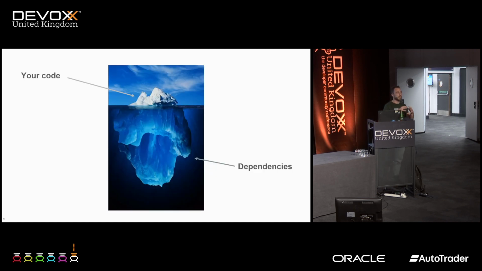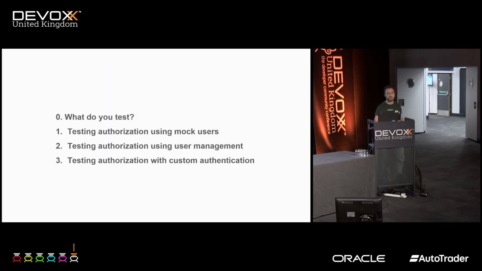Because you write some code, but the dependencies bring you a lot more. So when you upgrade a dependency, if you don't have proper integration tests with that dependency, then you might end up with bugs, and in the case of Spring Security, with vulnerabilities. And you don't want that.